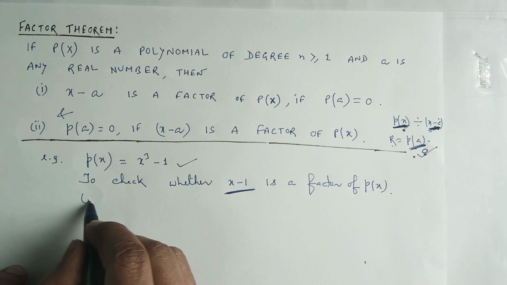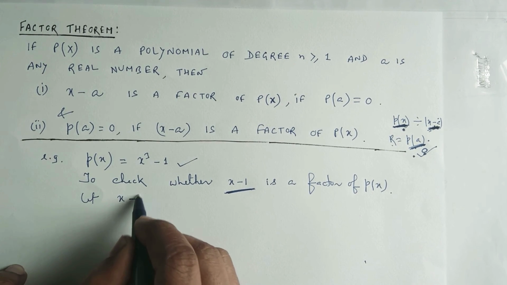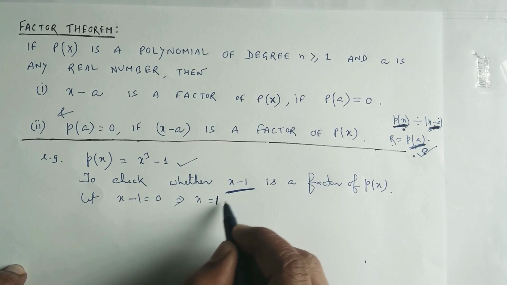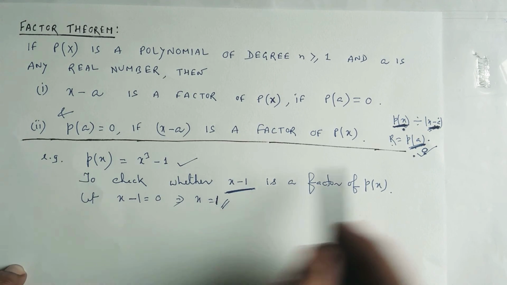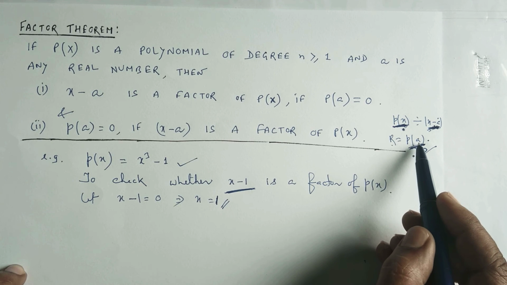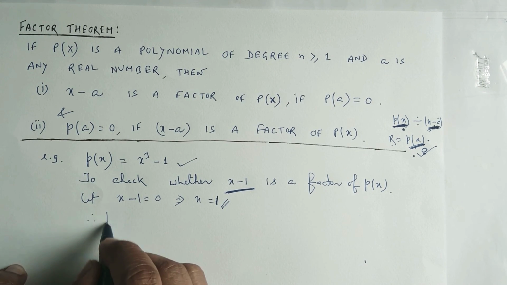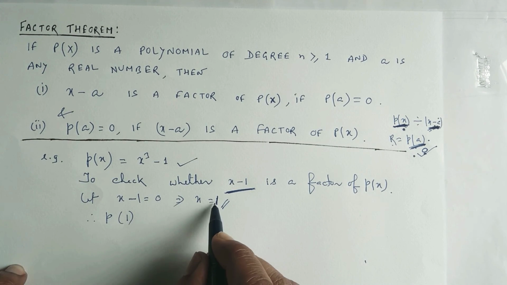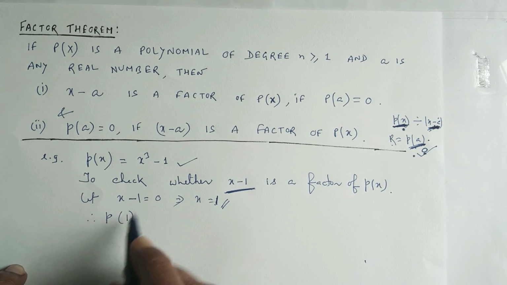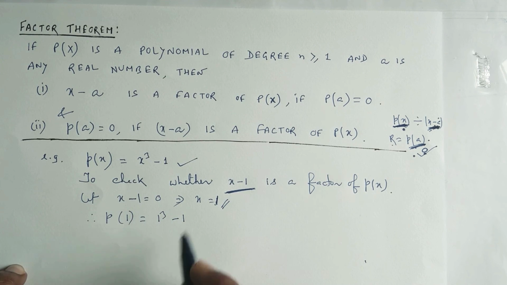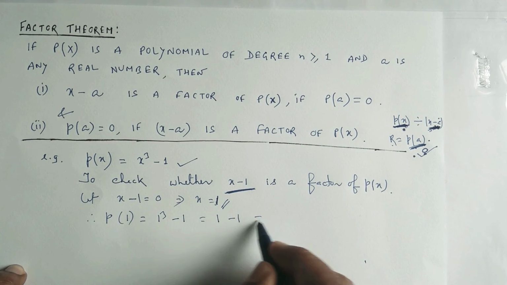So what we do for that: let x minus 1 equal to 0. This implies, simplifying, x equal to 1. This is the particular value of x which is to be replaced here. Like if a, then we replace and get p of a. Similarly, x equal to 1, so p of 1 equals 1 cube minus 1, where x is replaced by 1. 1 cube is 1, and 1 minus 1 equals 0.